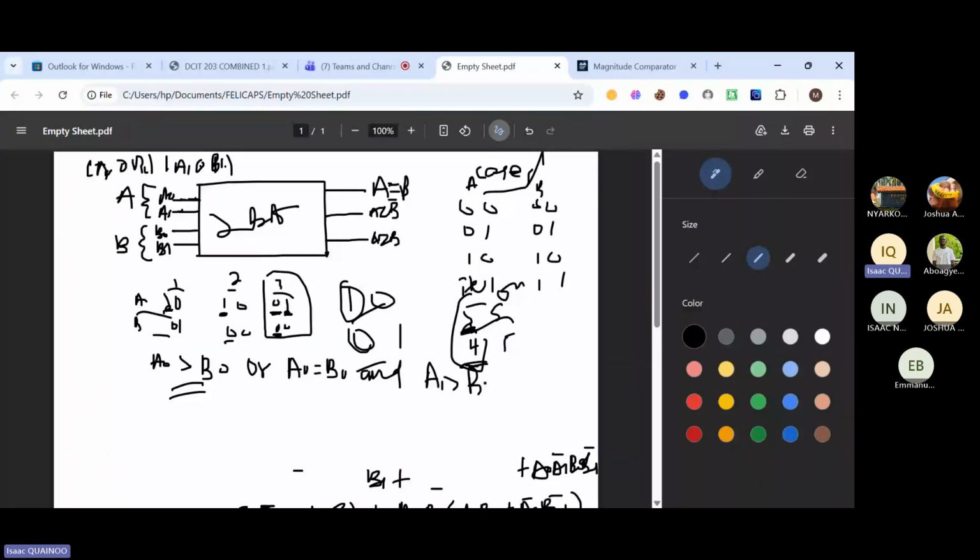Are you seeing what we are doing? We said the first bits are equal. So if the first bits are equal, then you compare the second. If the least significant bit of your first binary number is greater than the least significant bit of your second binary number, then automatically you can conclude that this is greater than this. Do we get the logic?